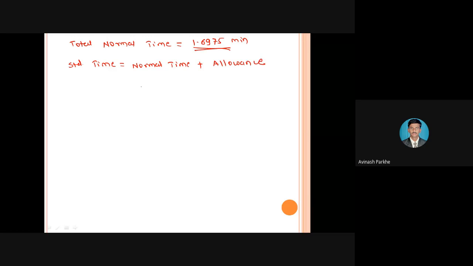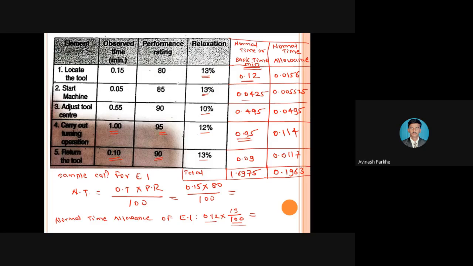So we have the total normal time. What is the total normal time? 1.6975 minutes. This is the total normal time we have calculated. Then standard time is equal to normal time plus allowance. So what is the total normal time by considering all the types of allowances?